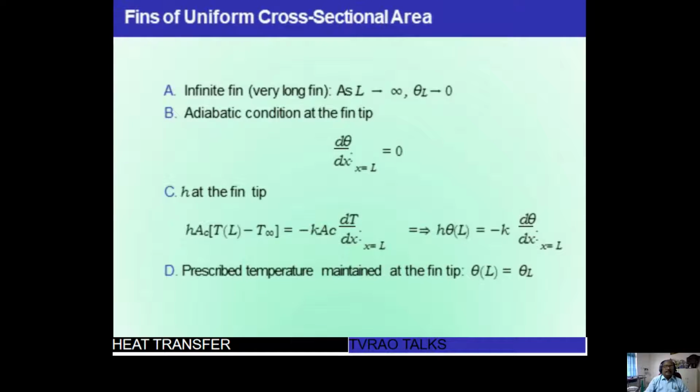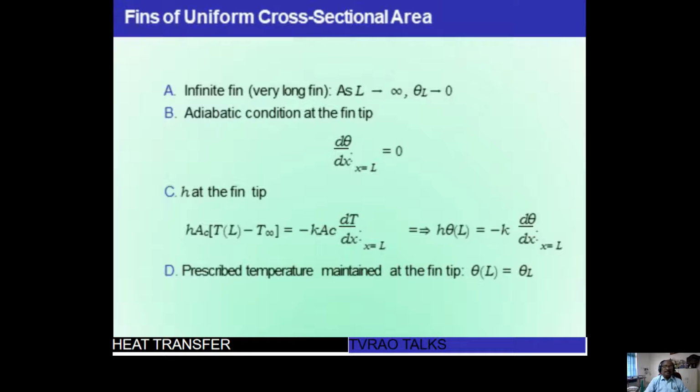For fins of uniform cross-sectional area, there are the four conditions we have discussed. The first condition is a very long fin. Very long fin means the length is infinite, where L equal to infinity. Then theta suffix L also tends to infinity, no: when L tends to infinity, theta tends to 0.